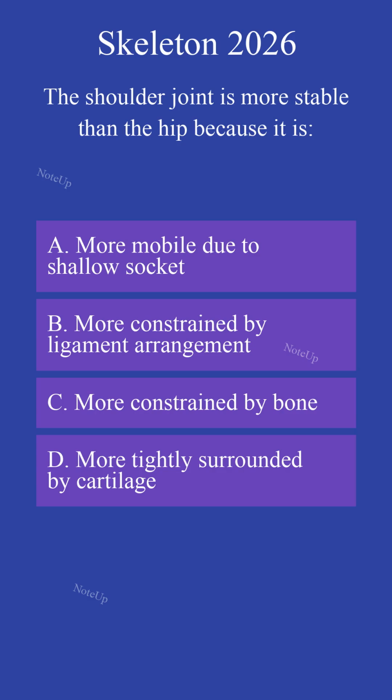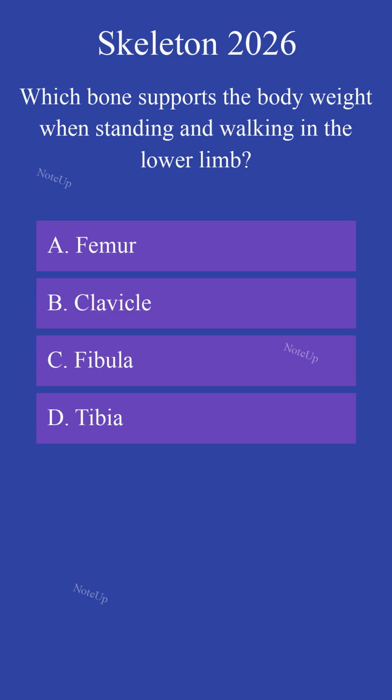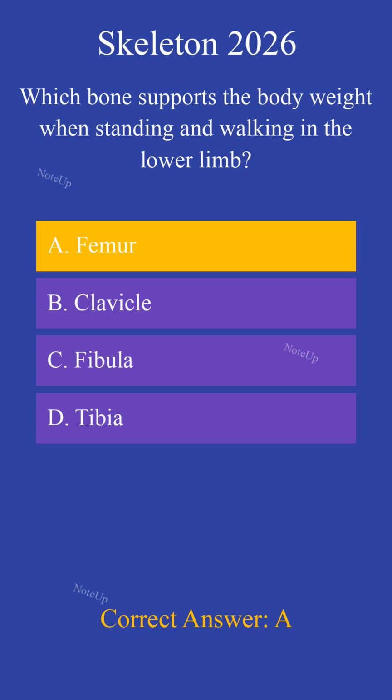The shoulder joint is more mobile than the hip because it is. The correct answer is A. More mobile due to shallow socket. Which bone supports the body weight when standing and walking in the lower limb? The correct answer is A. Femur.